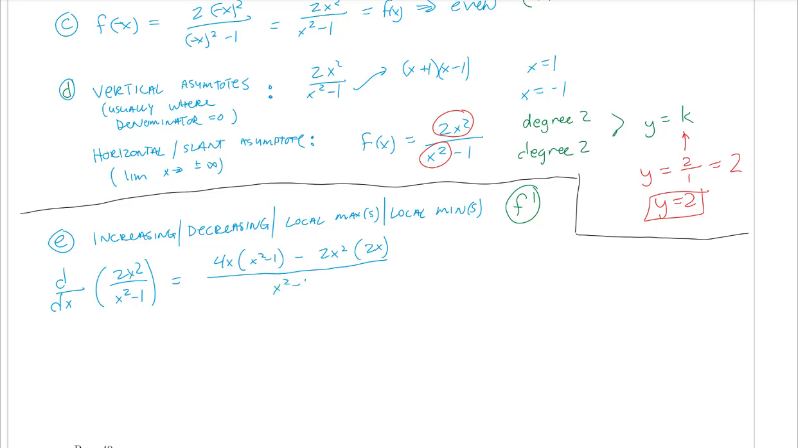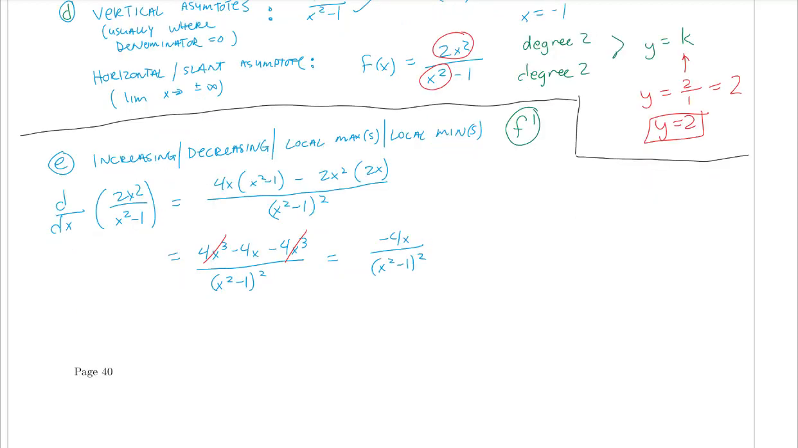This is a long process to do all of this. And now let's go ahead and simplify that real quick. And we get negative 4x over x squared minus 1 squared. I'm going to give you a second here to pause so you can follow that if you'd like.